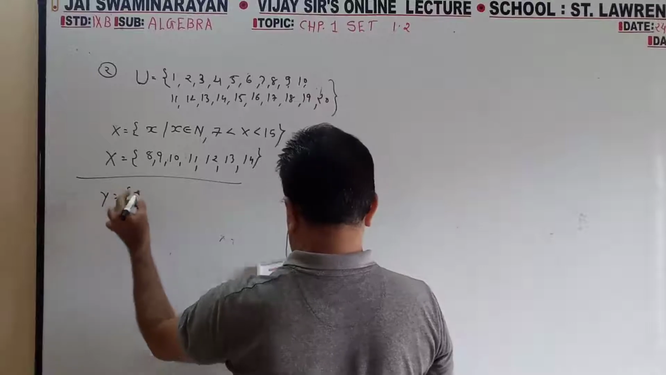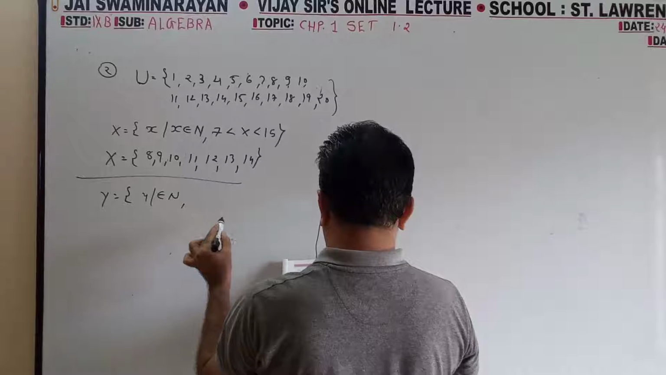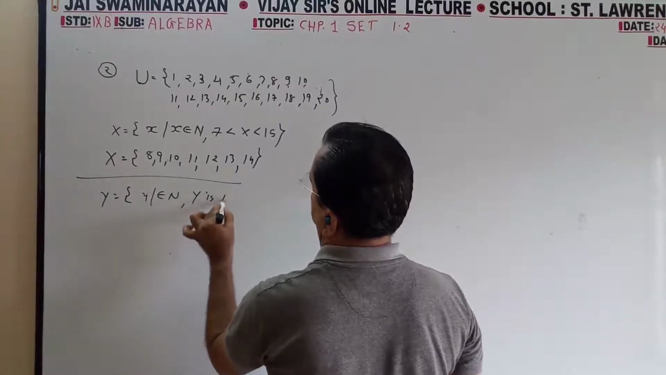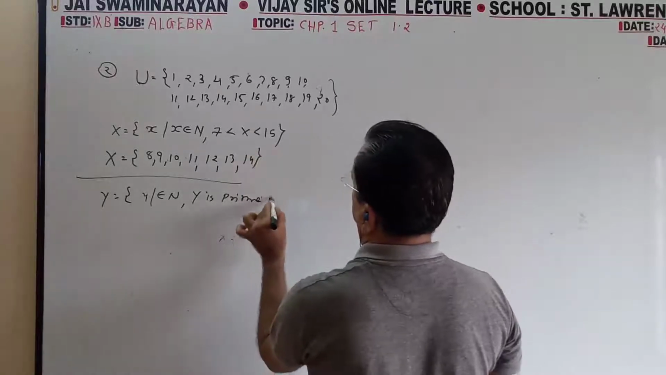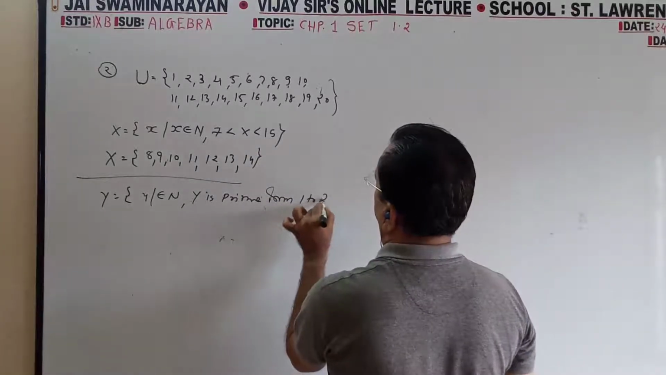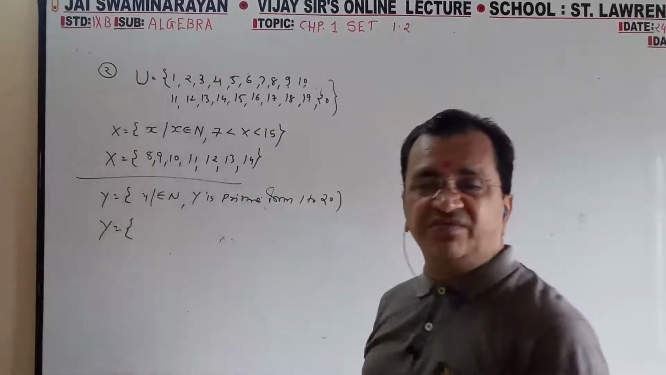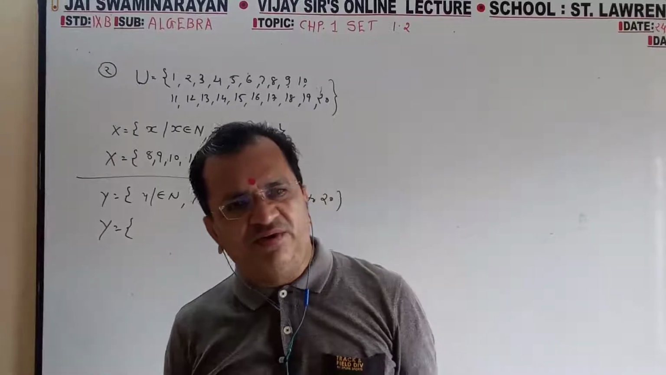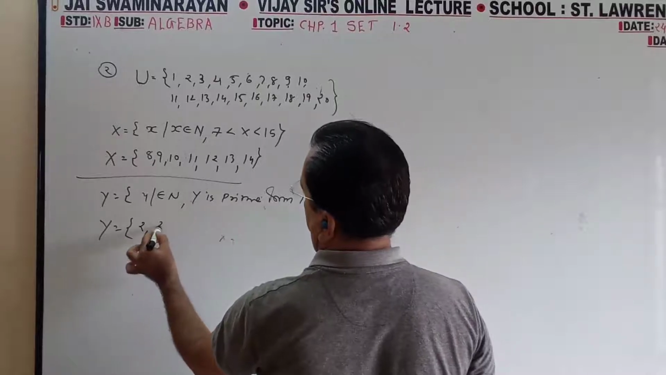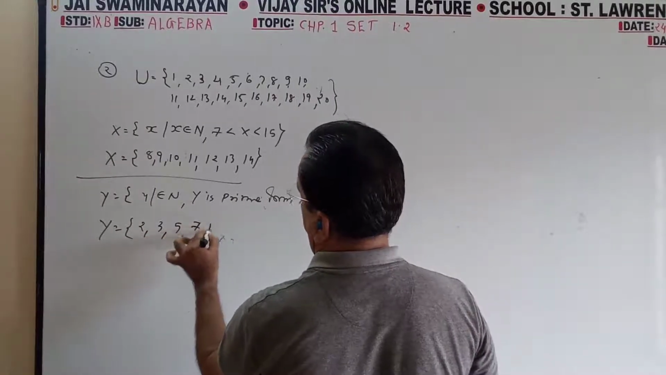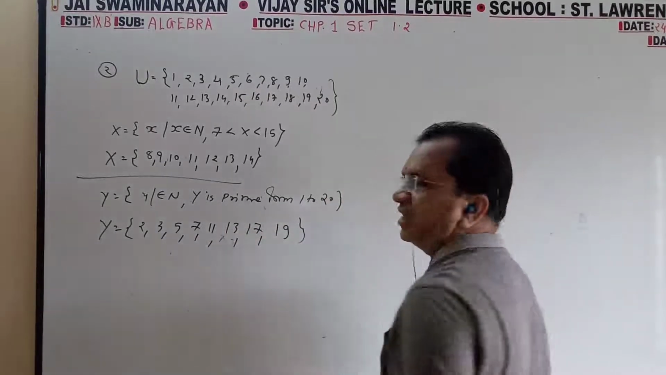Now Y belongs to natural numbers and Y is a prime from 1 to 20. So find out the prime numbers. A prime number is a number which is divisible only by itself and 1. So 1 is not a prime number. 2, 3, 5, 7, 11, 13, 17, 19. These are the only prime numbers.